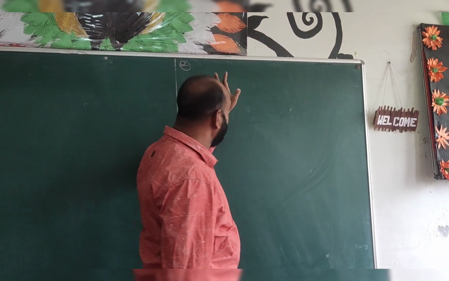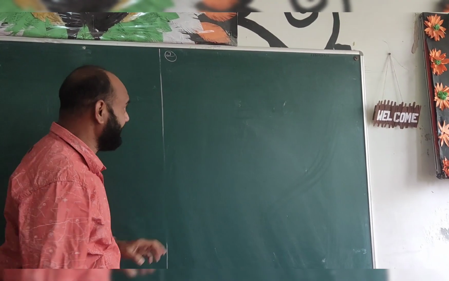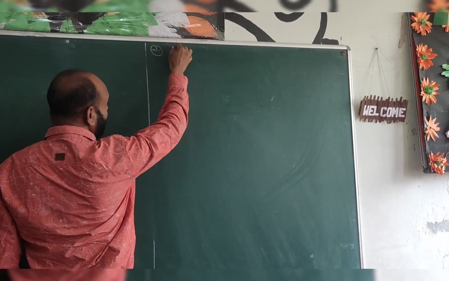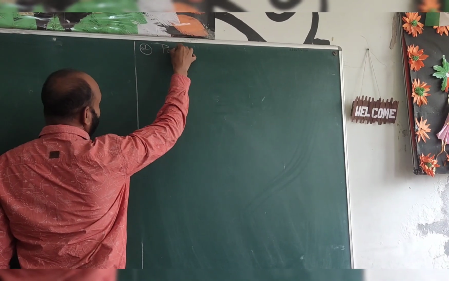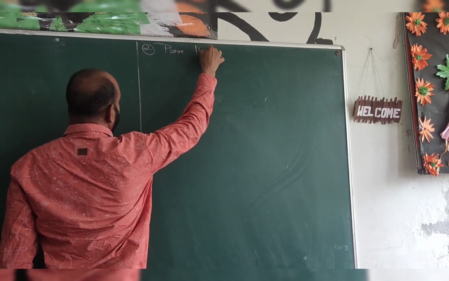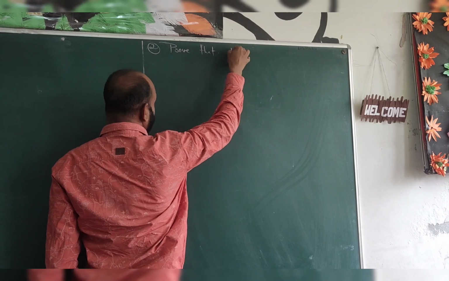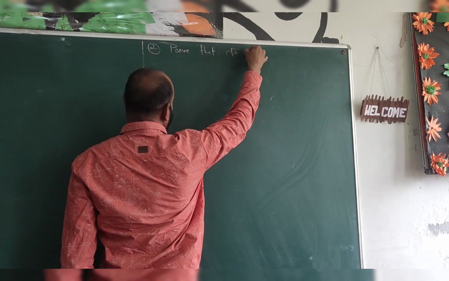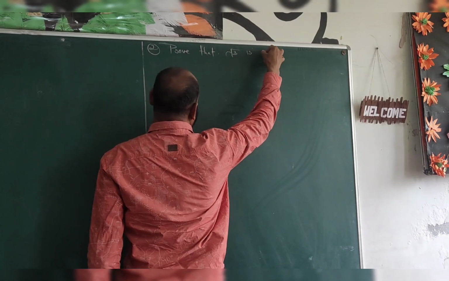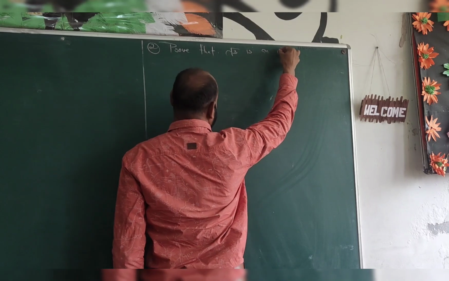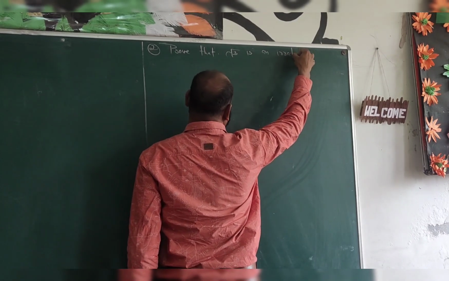Now we take one more example of such type. So the second example is: prove that root 3 is an irrational number.